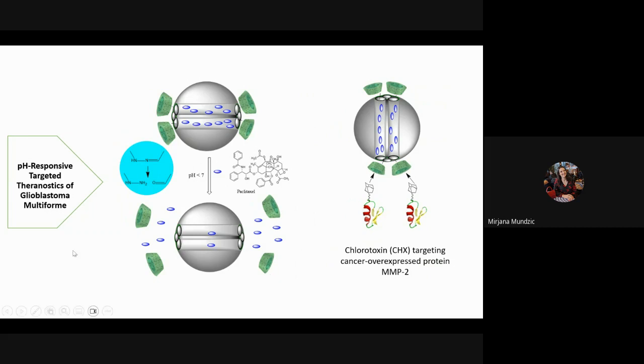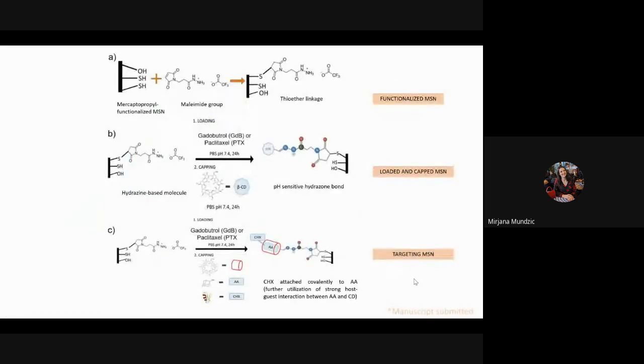What is important is that we have chlorotoxin. Chlorotoxin targets the cancer-overexpressed protein MMP2. MMP2 is matrix metalloproteinase 2, and it is overexpressed in cancer cells. This chlorotoxin can target it, so it binds more specifically to the cancer cells, to the glioblastoma cells in our case. Please note that those results are from the manuscript that is submitted, but anyway, I wanted to show what is the latest from our lab.